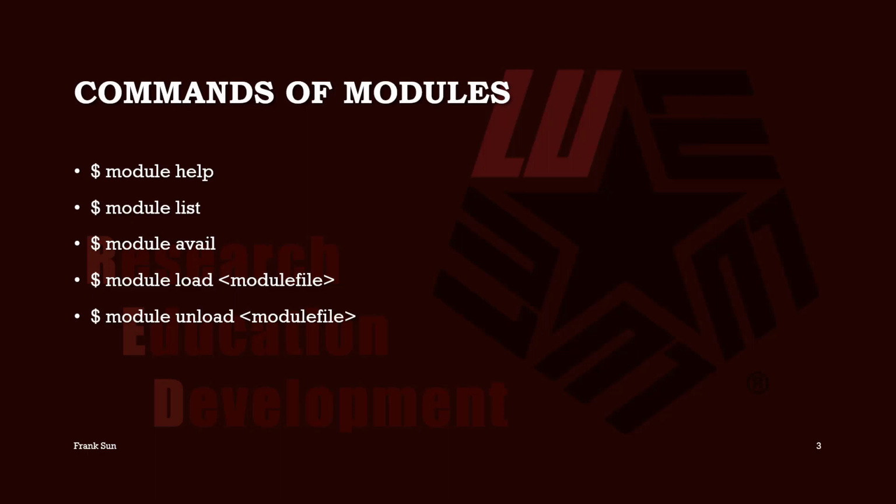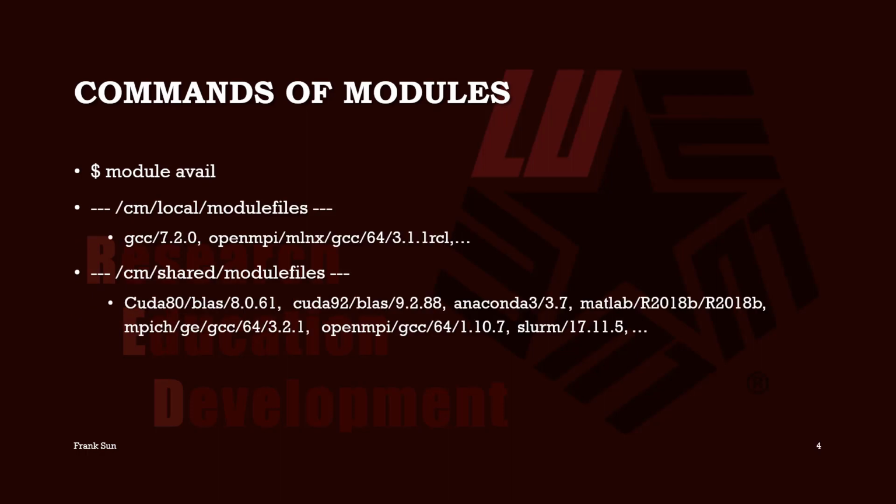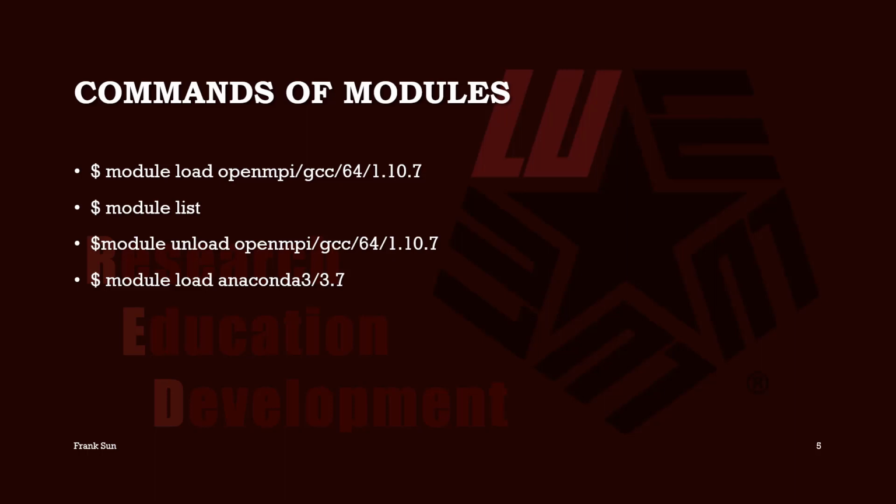There are several basic module commands. Module help is the help of the module command. Module list will list all currently loaded modules. Module avail will list all available modules. After you type in module avail, you will see two sections. One is the default available modules, and another section is the shared modules. Module load will load the module into your environment. Module unload will unload the module from your environment.